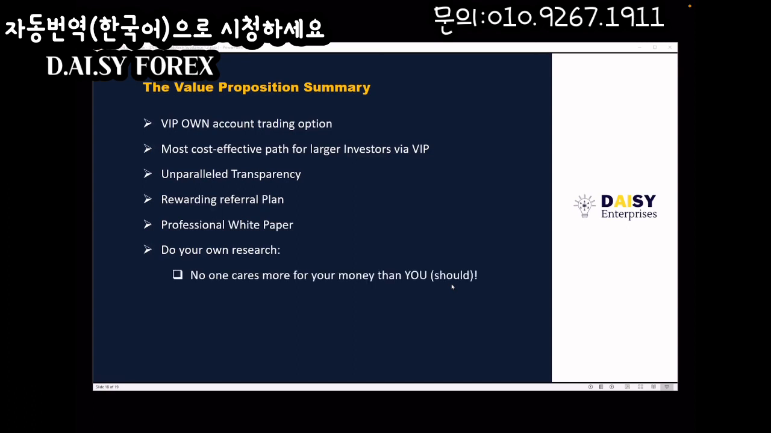Now, my final comment to you: no one cares more for your money than you, in brackets, should. So don't just take my research, our research. Make some time to care about what you're doing. When you are looking to share this with others, make sure that you've found those websites, that you've got them bookmarked.